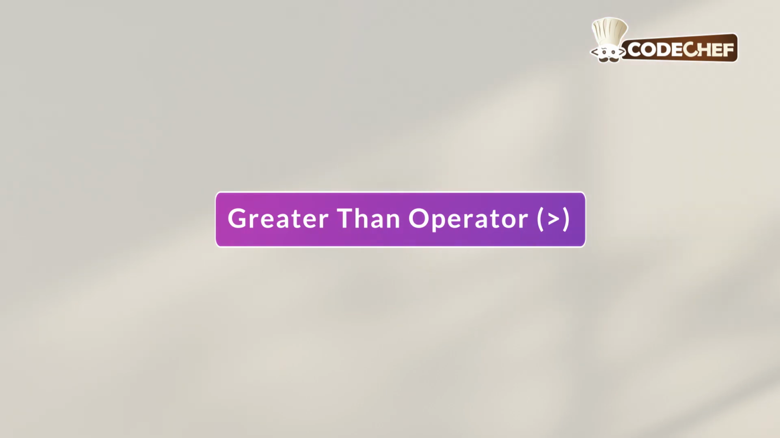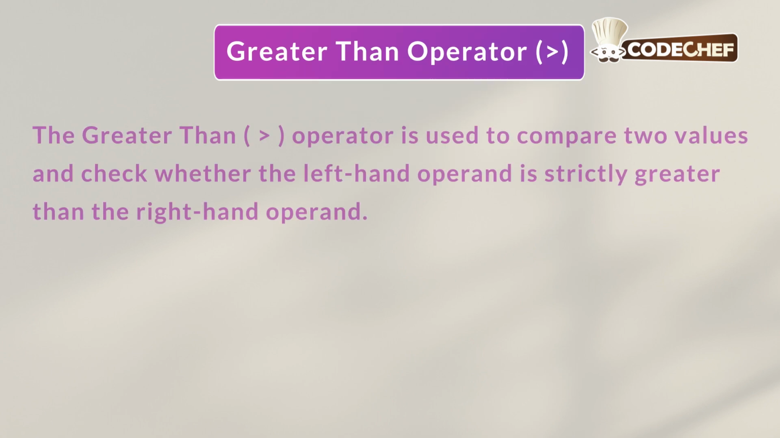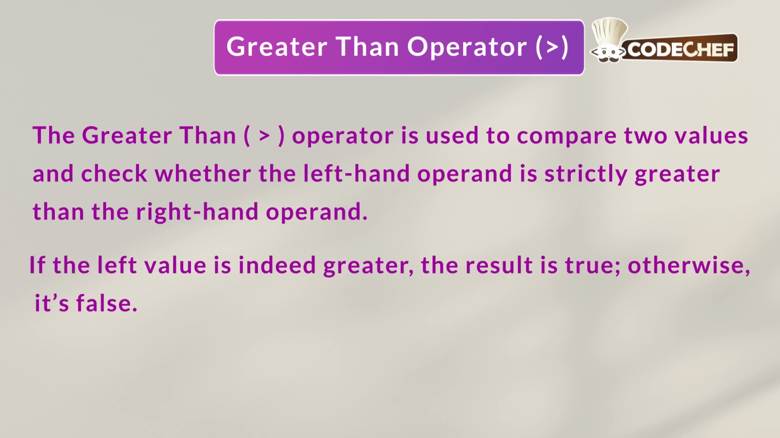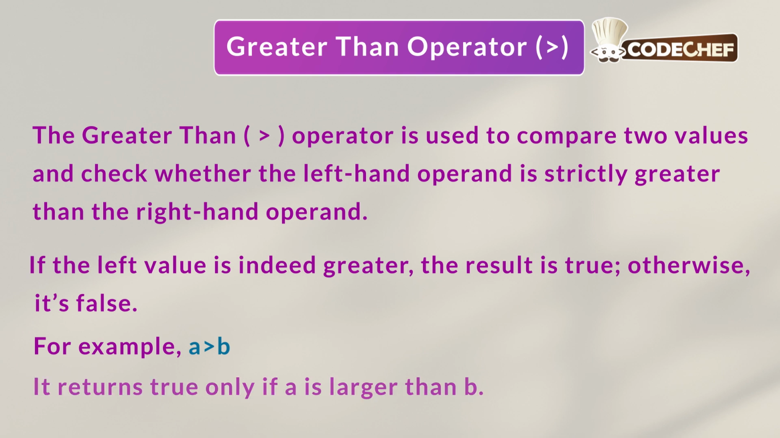Next is the greater than operator. The greater than operator is used to compare two values and check whether the left hand operand is strictly greater than the right hand operand. If the left value is indeed greater, the result is true, otherwise it's false. For example, A > B. So it returns true only if A is larger than B. Let's see an example for this greater than operator on the CodeChef platform.